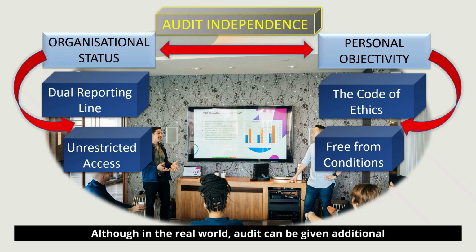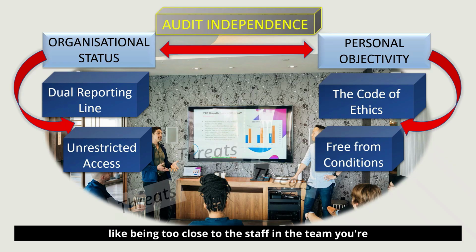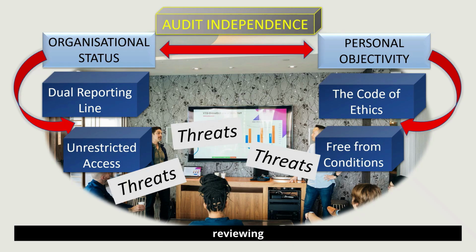Although, in the real world, audit can be given additional services relating to, for example, fraud, compliance, and risk management, which means you cannot provide objective assurances on these areas. But there are still many threats out there, like being too close to the staff in the team you're reviewing, and being offered daily perks, or where there's too much compromise because of constraints on scope, funding, timing, resources, relationships, or anything else. Rewarding auditors for finding errors may also lead to a single point focus, which may undermine a professional, independent audit function. The solution is to install adequate safeguards.